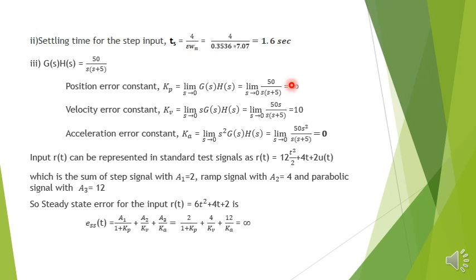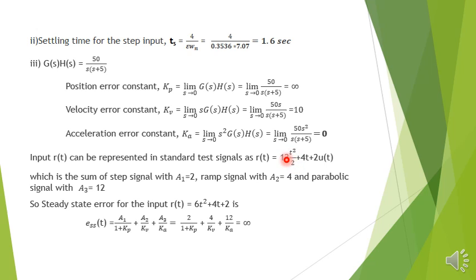Now for the given input, R(t) can be represented in a standard test signal as R(t) equal to, actually it is 6t square, I will make it as 12t square by 2, because the standard form of the parabolic input is At square by 2.